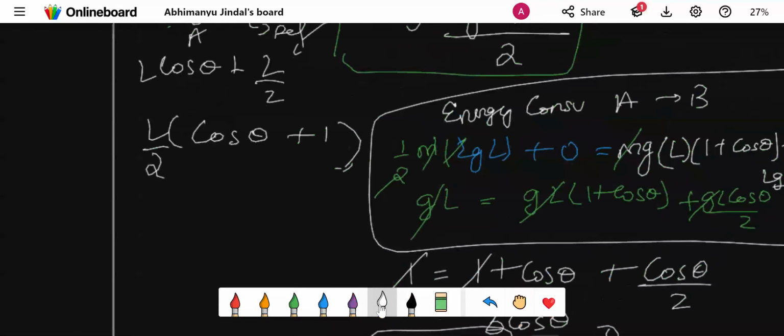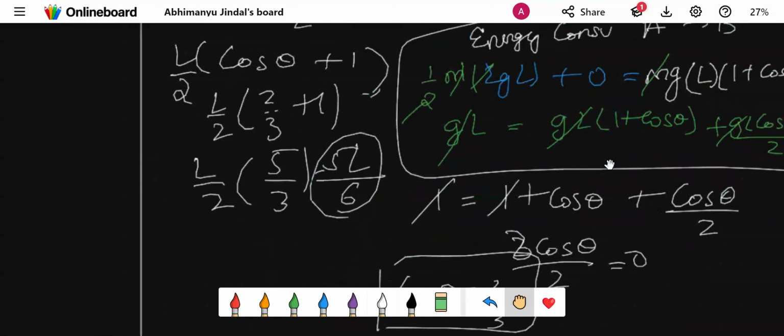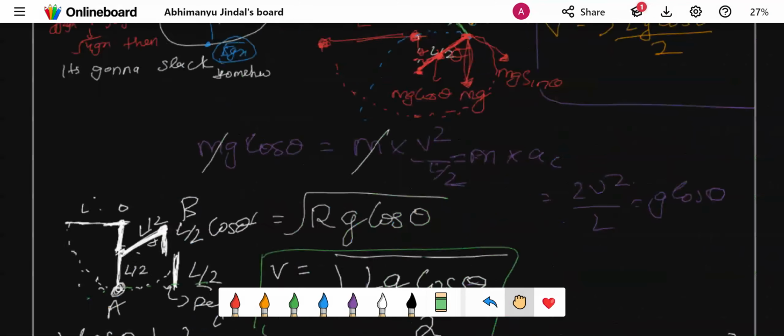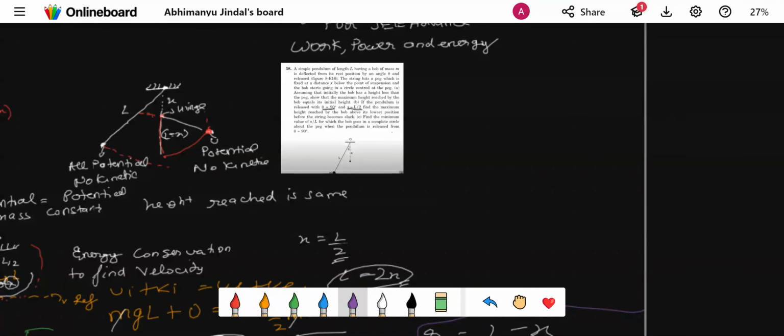Now when I put cos theta equals 2 by 3, L by 2 into 2 by 3 plus 1, which is L by 2 into 5 by 3. So 5L by 6. So therefore we get our answer: 5L by 6 is the height above the ground from where the string has slacked, not from the ground, but from the reference position. So let's say this is a reference position. If this is the reference position, then from this point, the height is 5L by 6.